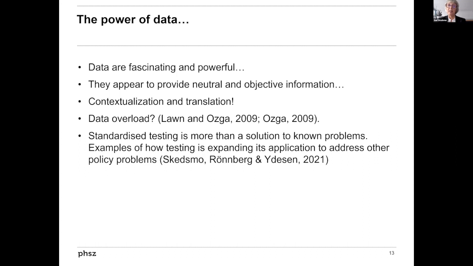It's also a question if we have data overload, if you think of all the data sources that we are expected to use. And in the end, much of the data are provided by standardized testing. And together with a colleague in Sweden, Linda Rönnberg, and a colleague in Denmark, Christian Idsen, we analyzed policy across the Scandinavian countries, and we found that in the policy, it seems that standardized testing is more than a solution to known problems. And we found examples that standardized testing expands its area, and it appears to be able to solve also other policy problems, for instance, gender differences and various problems in education policies.